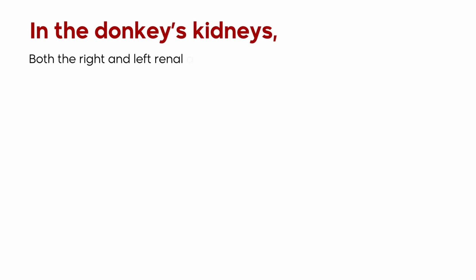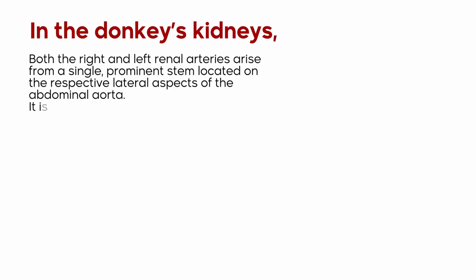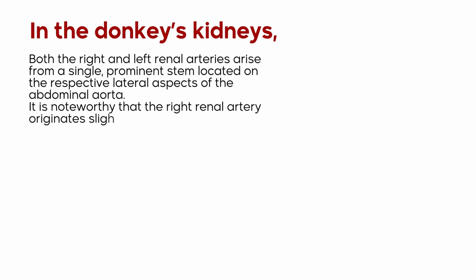In the donkey's kidneys, both the right and left renal arteries arise from a single, prominent stem located on the respective lateral aspects of the abdominal aorta. It is noteworthy that the right renal artery originates slightly more cranially than the left.